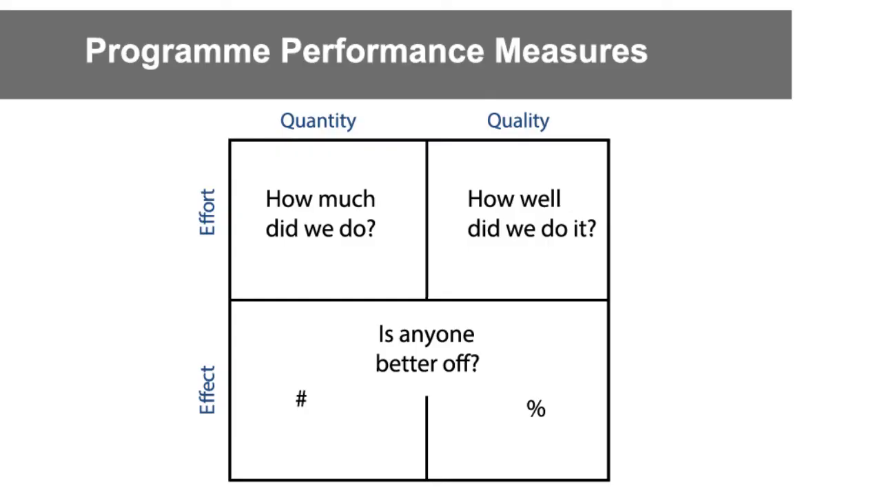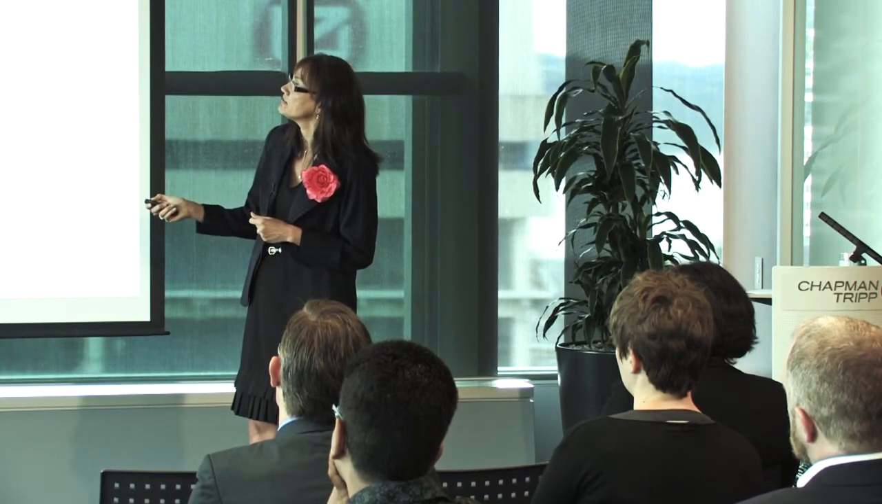And as you can see, we've got a quadrant here, and I just want to quickly talk to you about that. How much did we do? We're actually measuring the quantity of effort, okay? We're measuring the quantity of effort, and it's always a number. How well did we do it? We're measuring the quality of our effort.